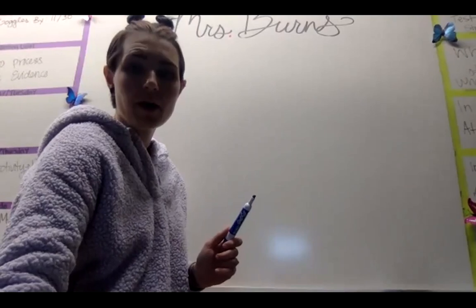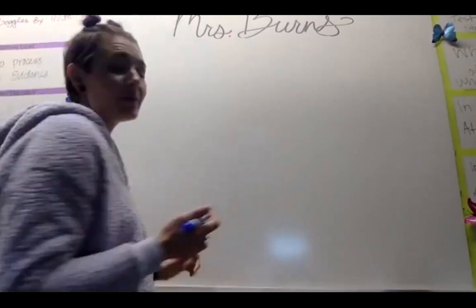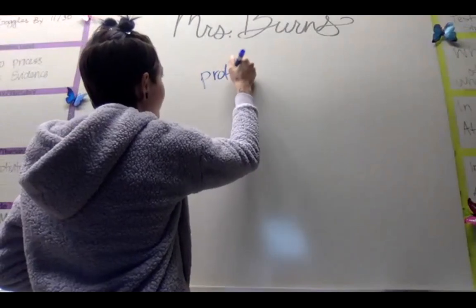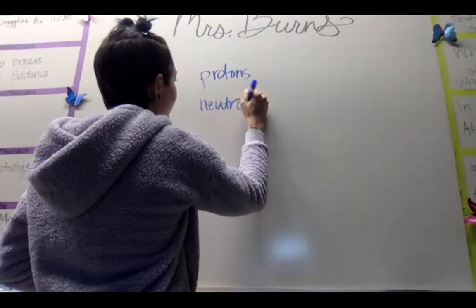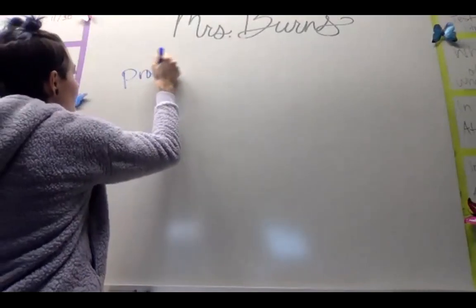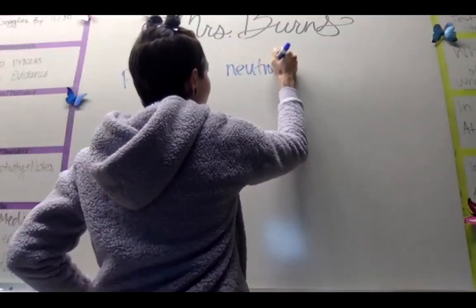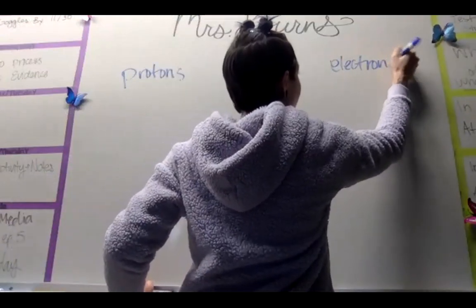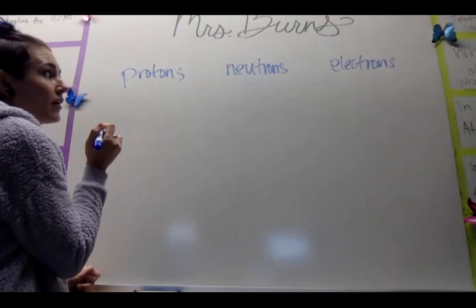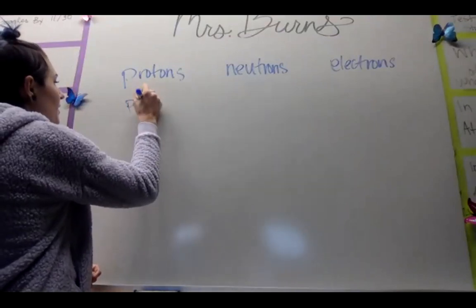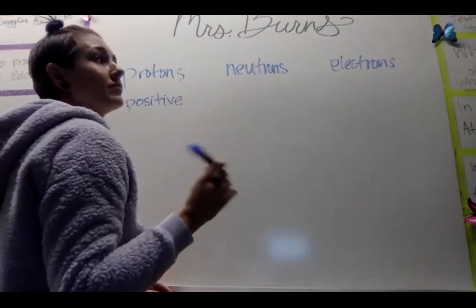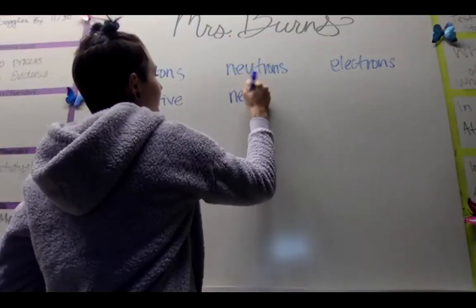The first question is about particles that are found in atoms. Can anybody tell me what those 3 main particles are? Protons, neutrons, and electrons. Actually, let me space these out because I'm going to go into each of their qualities. So I'll start here: protons, neutrons, and electrons. For protons, what is their charge? Positive. Yep, protons are positive. What is the charge of neutrons? Neutral. Yeah, neutrons are neutral.